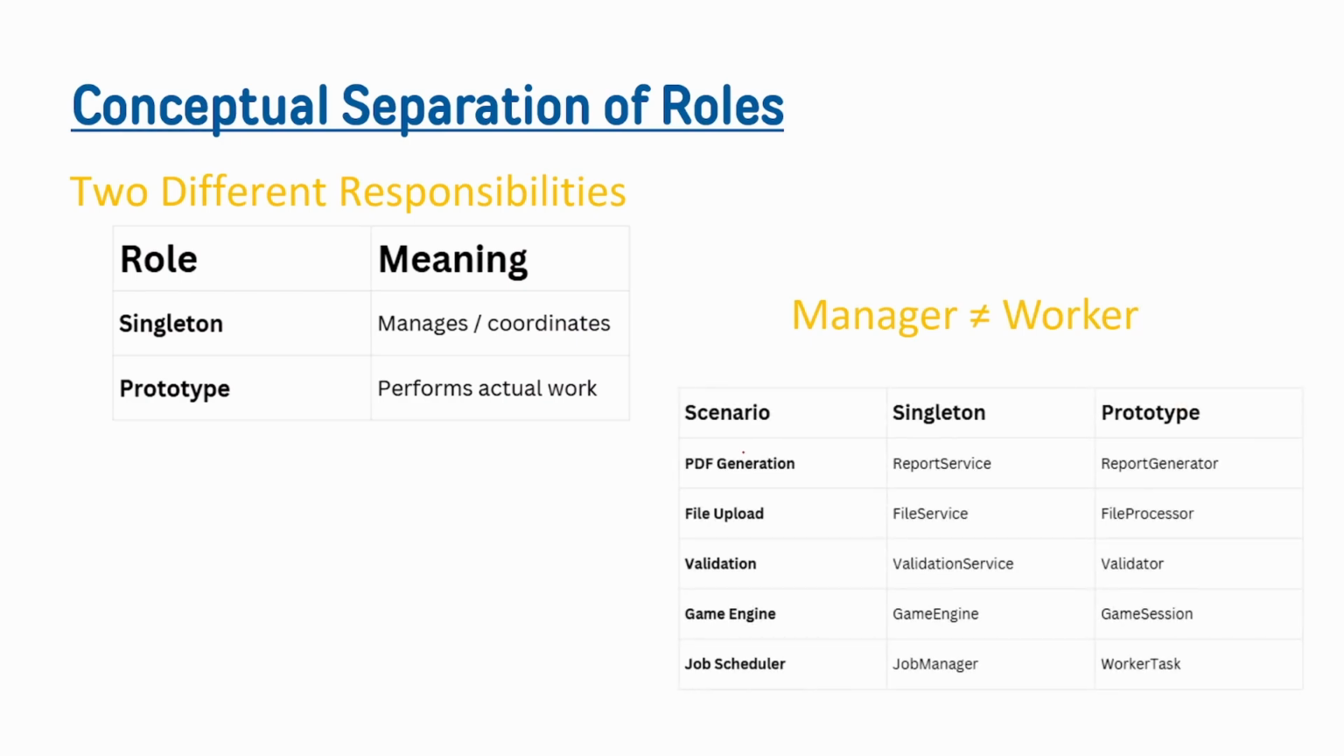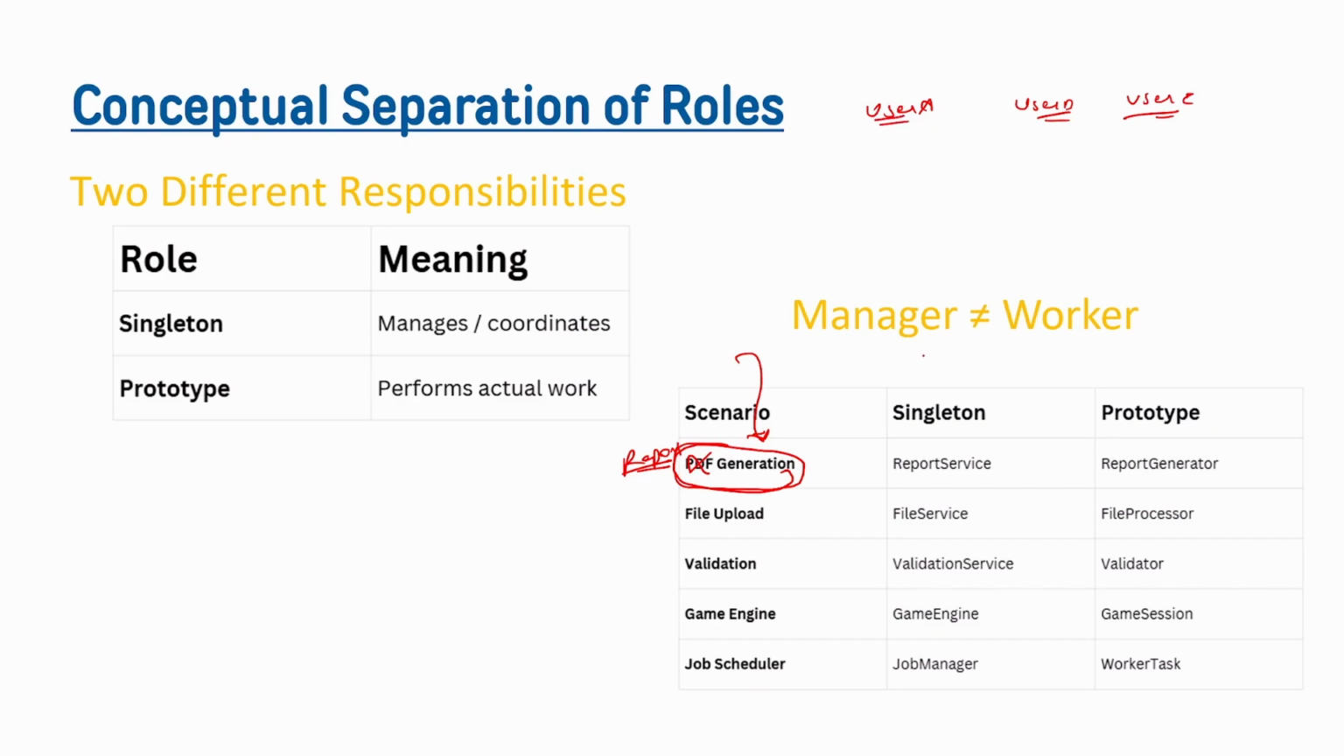Here we can see that, consider we have a business requirement of PDF generation. Multiple users can generate the report. So what are its business requirements? For example, we have multiple users: user A, user B, user C. All the users want to generate the report.